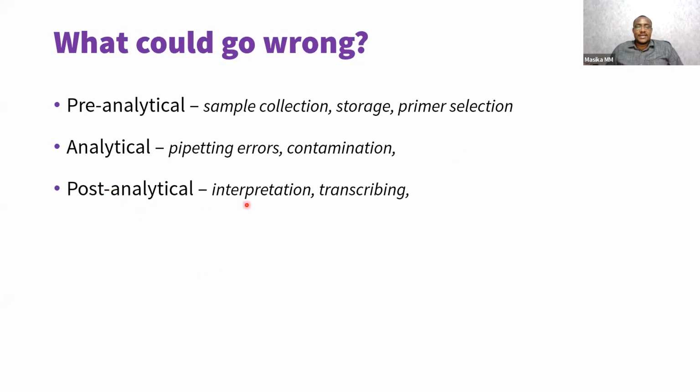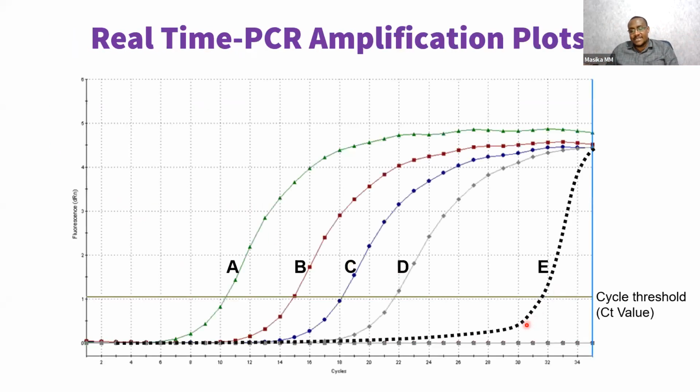The post-analytical errors could be interpretation. Remember, for example, this one. Somebody might read E and say this person is positive. Yet we have agreed that depending on the optimization of the kit, you can decide that everybody with a CT value of more than 30 will be considered negative. But the person in the lab has to make that decision every time. So what if somebody comes and reads this, oh, this one has also come up. It has come up late, but it has come up. So they will say that person is positive, yet it is negative.